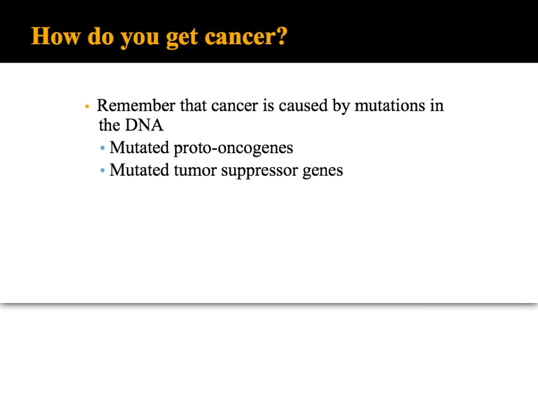So in your DNA, there are two types of genes that control the cell cycle. There are proto-oncogenes and tumor suppressor genes. And these are the genes that create those cyclin proteins that are responsible for the checkpoints in the cell cycle. And if you have a mutation in one of these genes, your cells are going to divide uncontrollably because you no longer have a functioning cyclin to control these checkpoints.